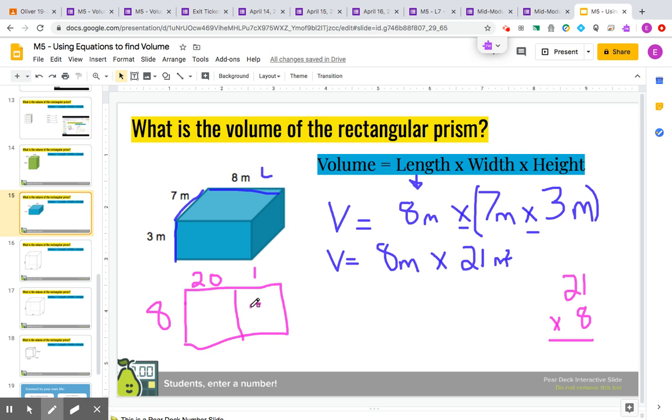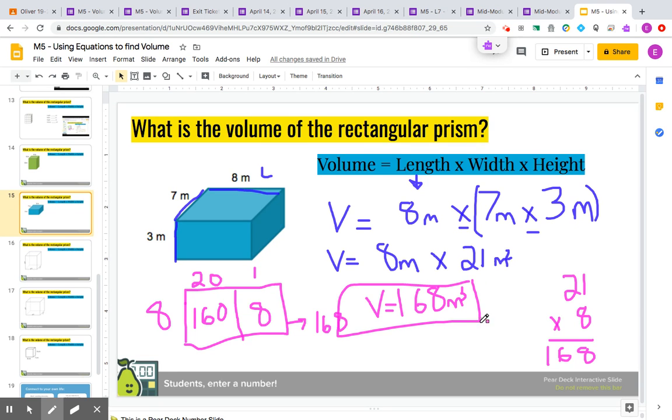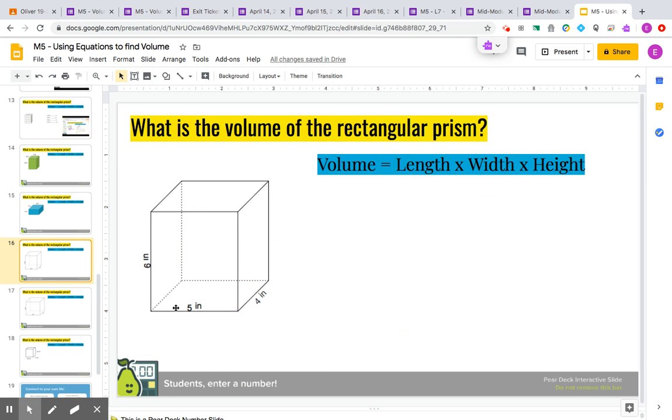Eight times 1 is 8. 8 times 20 is 160, with a 0 at the end, because 2 times 8 is 16, and then 0. And then I add them together, and I'm going to get 168. So our volume here is 168 cubic meters. Okay, let's keep going, 5th grade. We're on a roll. Let's take a look at this next one.